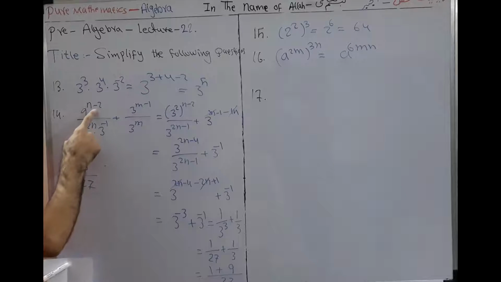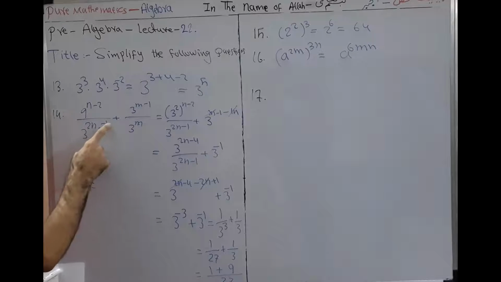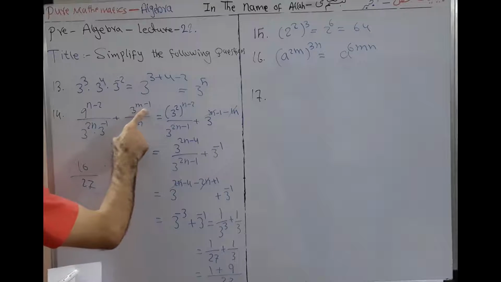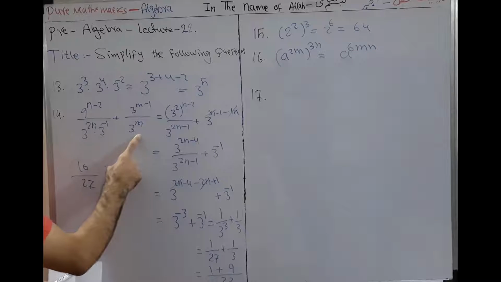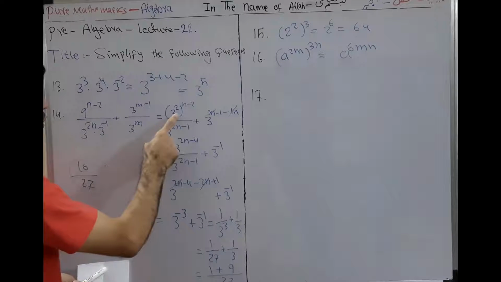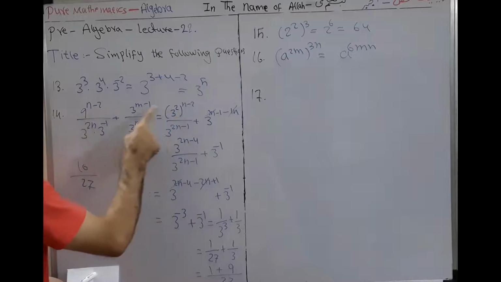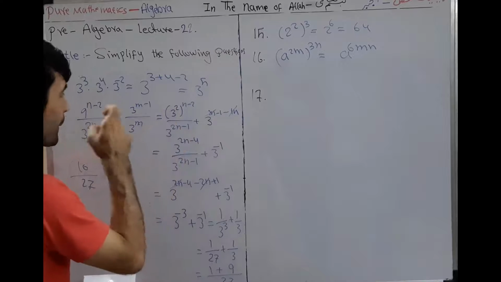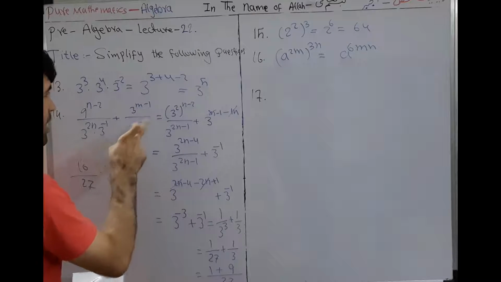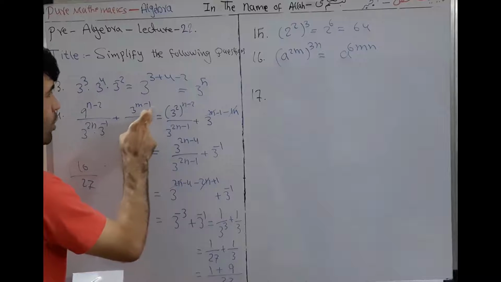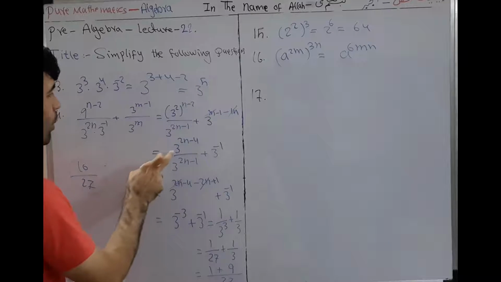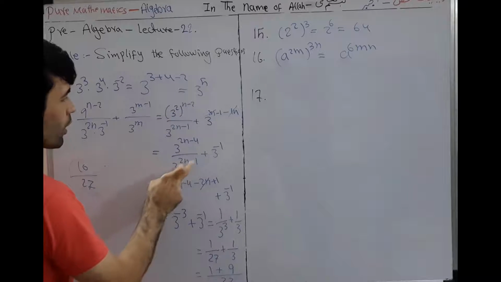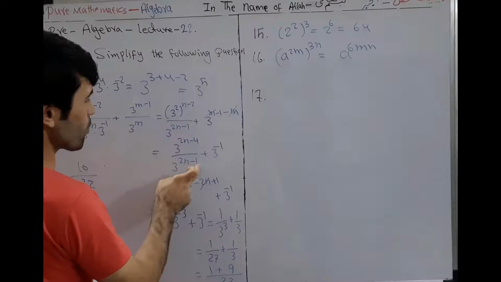9 to the power n minus 2 over 3 to the power 2n into 3 to the power minus 1 plus 3 to the power m minus 1 over 3 to the power m. 3 to the power 2, it is equal to 9, so (9)^(n-2) is plus 3 to the power m minus 1. From the same bases we take 3 to the power 2 multiplied by n, 2n minus 4, over 3 to the power 2n minus 1 plus 3 to the power 1.